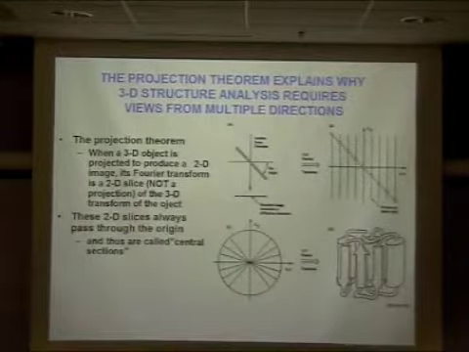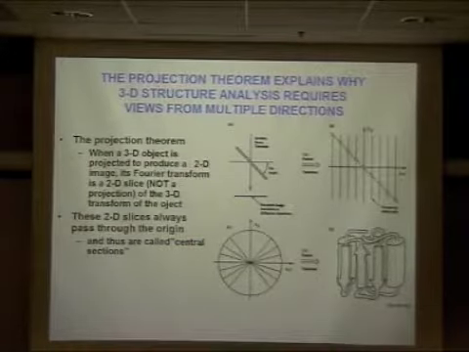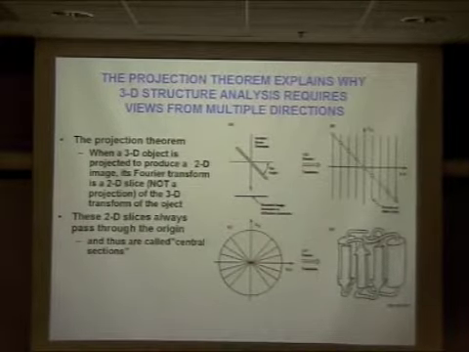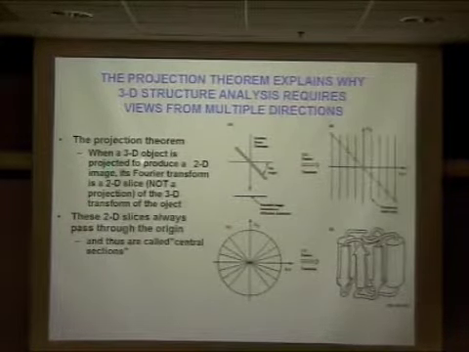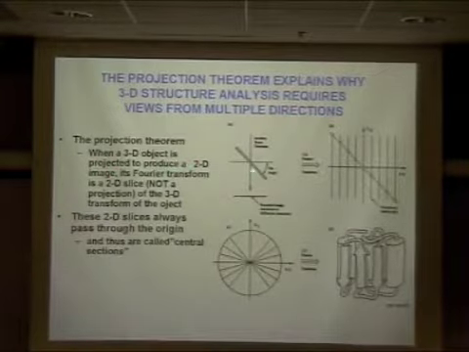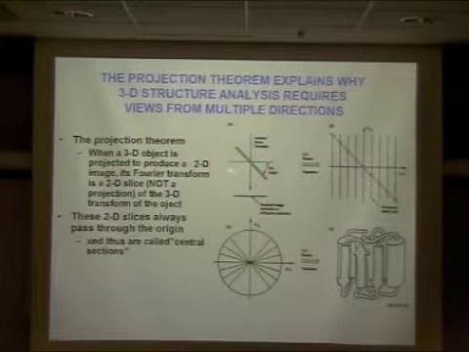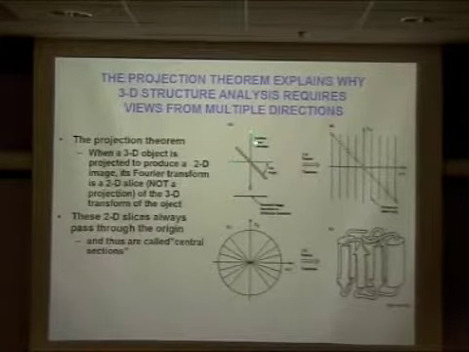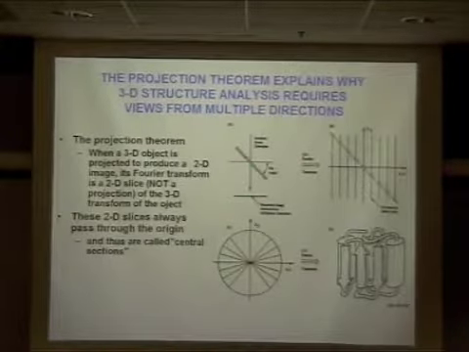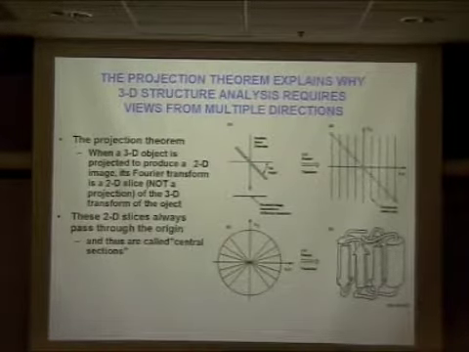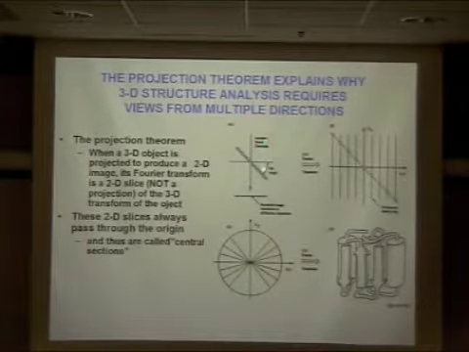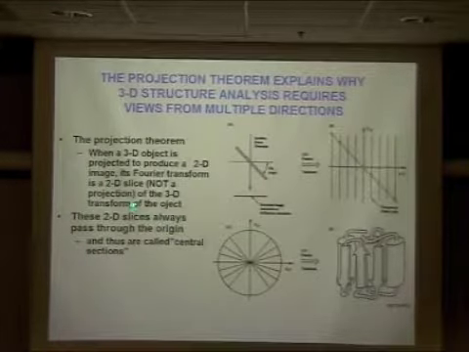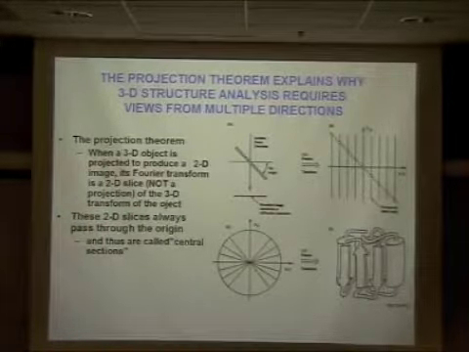Now, there's a theorem of Fourier transforms called the projection theorem. And it says that when a three-dimensional object is projected, here's my, let's say, monolayer crystal that has some finite extent in the third dimension, it's a molecule. And when I take an image of it, that image is a projection of the structure. And so when the three-dimensional object is projected, you get a two-dimensional image. The Fourier transform of the two-dimensional image is not a projection.